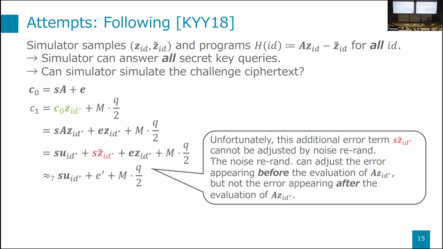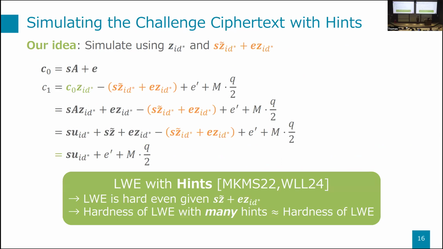The noise randomization can adjust the error appearing before the evaluation of A times GID star, but cannot adjust the error appearing after the evaluation of GID star. To solve this problem, we simulate the challenge ciphertext using GID star and additional error terms S times G tilde ID star plus E GID star. So we will write C1 as follows.